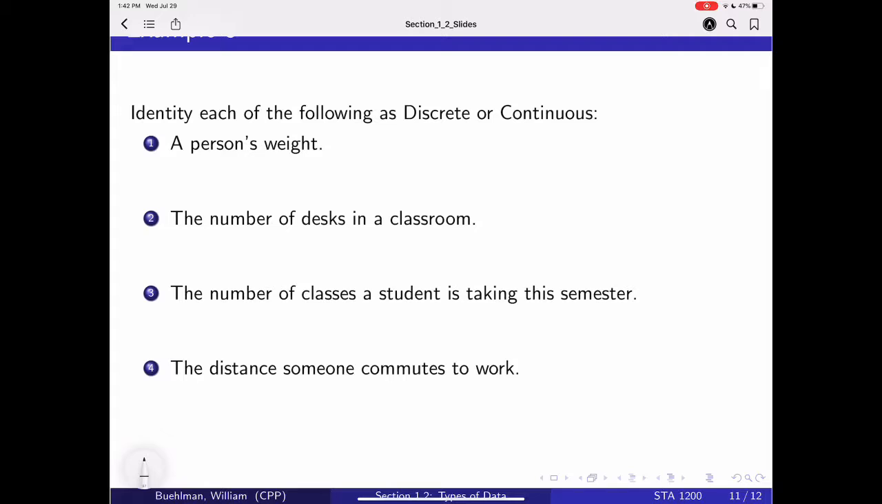And then I get an even more accurate scale that says, no, they weigh 150.12 pounds. So we can see as the scale gets better and more refined, we can get a better measurement. Since this can take on any value, it just depends on how accurate our scale is, this is continuous.